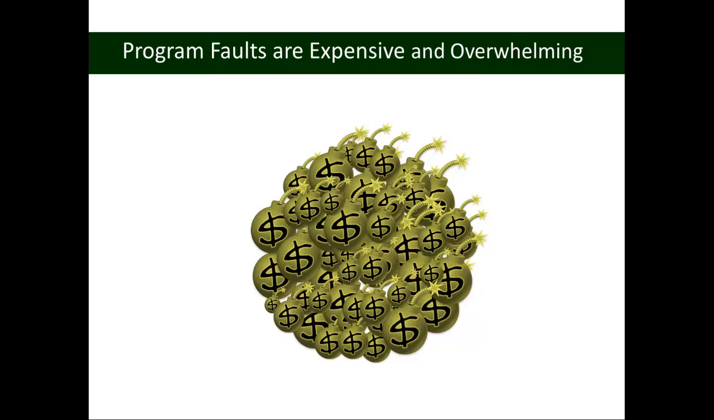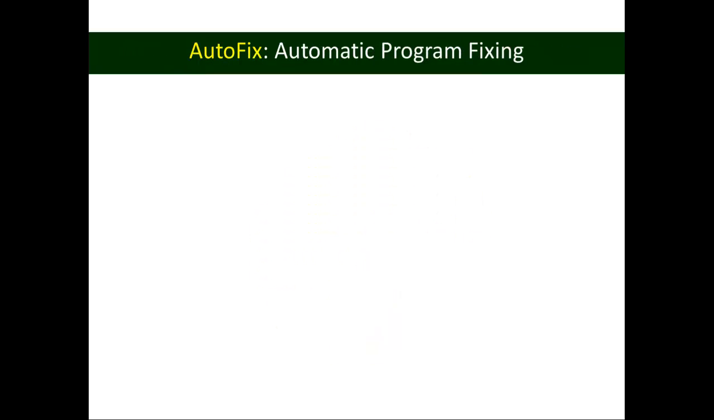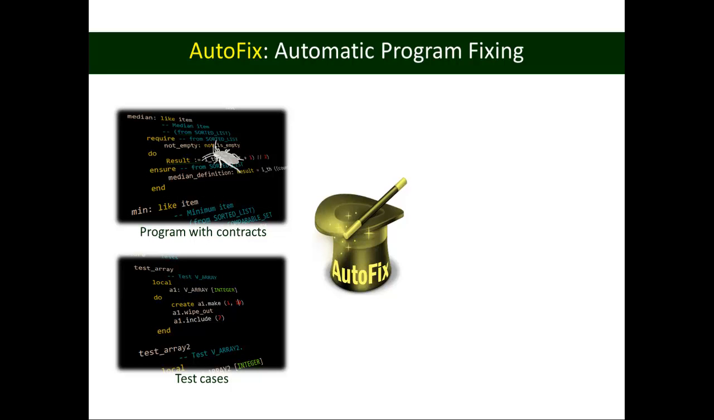For better productivity and software quality, it would be great if we could automate, even if only partly, the process of program fixing. In the past few years, we have developed techniques and a supporting tool called AutoFix to automatically suggest fixes to program faults. AutoFix takes a buggy program and a group of test cases as input. The program should be equipped with contracts like pre-post conditions and class invariants. The contracts are used as the oracle for the success of test cases.